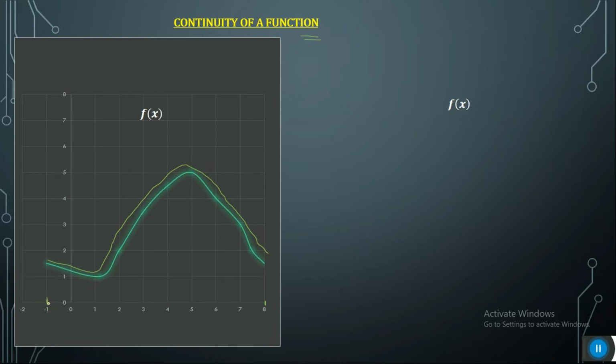You need to focus on the interval also, from where to where we are talking about. So if I say from -1 to 8, we see that the function is not breaking anywhere. Yes, so we can say this is a continuous function. Continuous function is also written as CTS, continuous. Now let's see one more example.